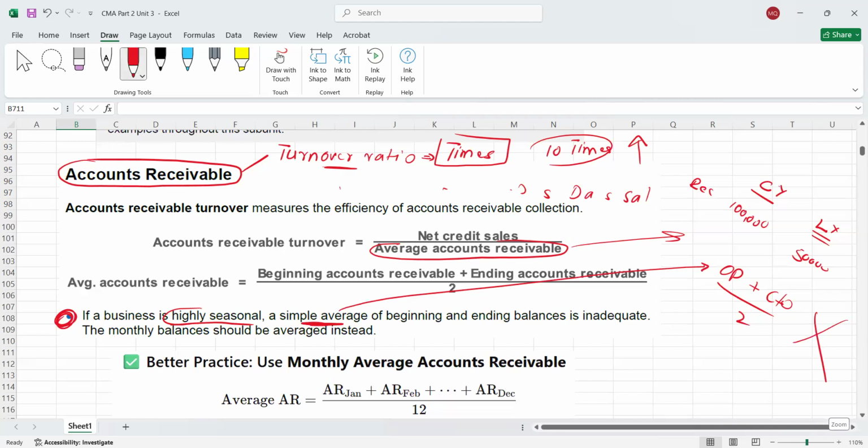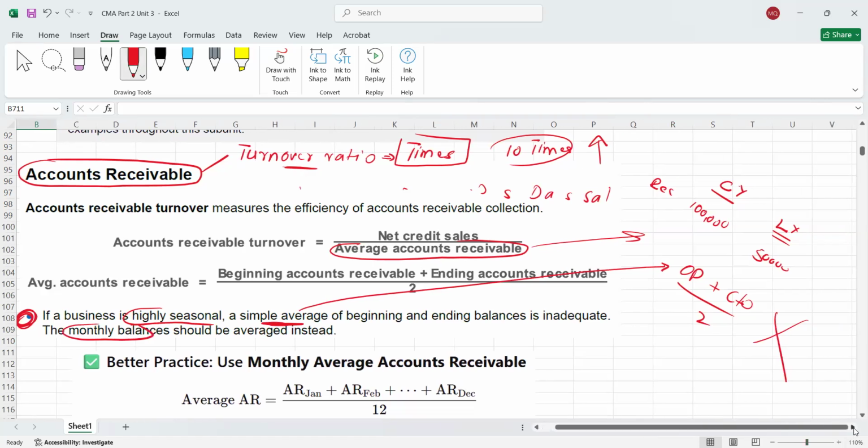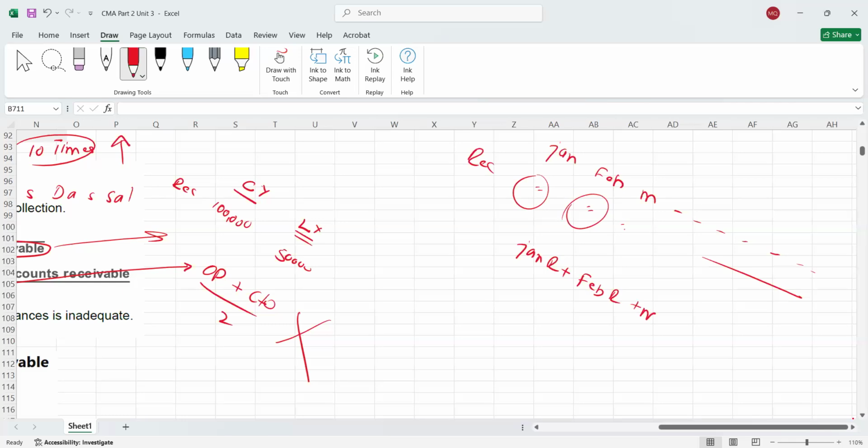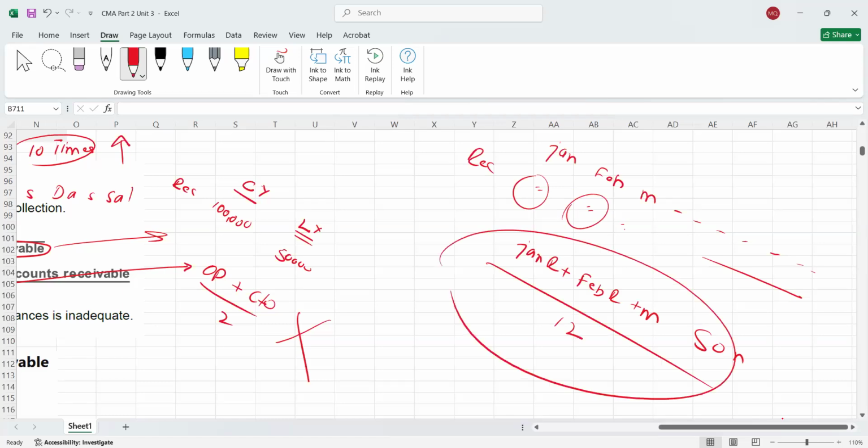Then what do you have to do? You should calculate a monthly average. I don't think they will test it in the question, but theoretically they can. Monthly average, how? Let's say you have data for January, February, March, and so on. He will tell you the receivables of every month. Then you take January receivables plus February receivables plus March receivables, and so on, for 12 months, and you divide by 12. This is called the monthly average.